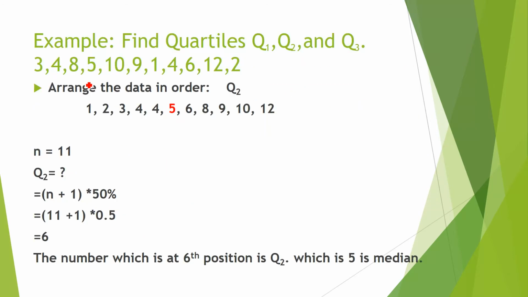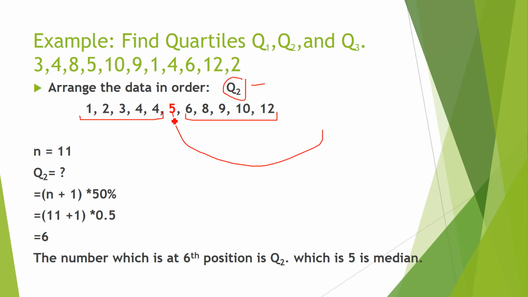This is my data: 3, 4, 8, 5. First step is you have to arrange the data in order, right? We are calculating Q2, and Q2 is also called median, halfway, center, 50%. So arrange the data in order. We arrange this data in order. So what is the center value? See, 1, 2, 3, 4, 5. We left 5 on the right hand side, 5 on the left hand side. The center is 5, so this is the median, right? These are odd numbers. Total is 11. See, 5 here, 5 here, 10, and this is 11.